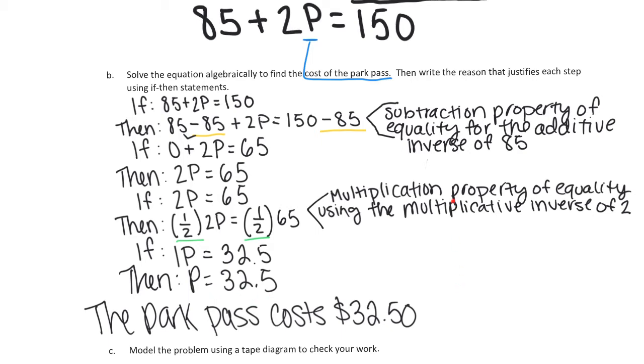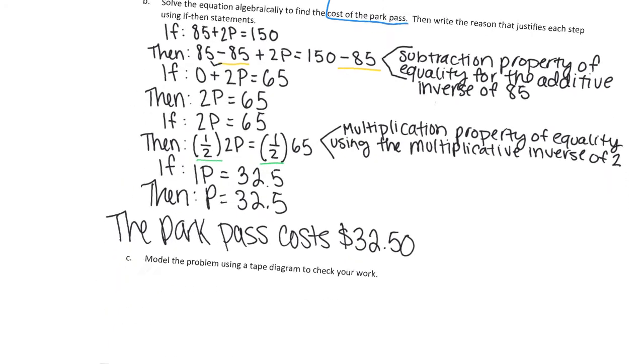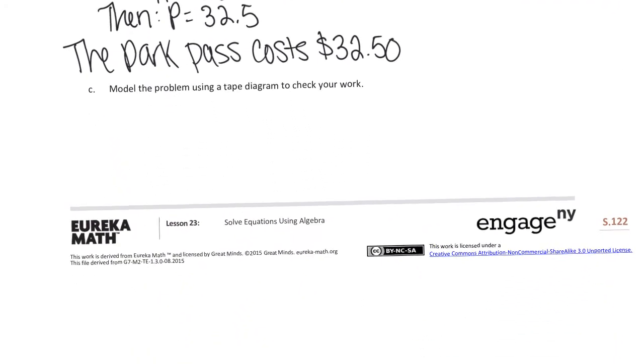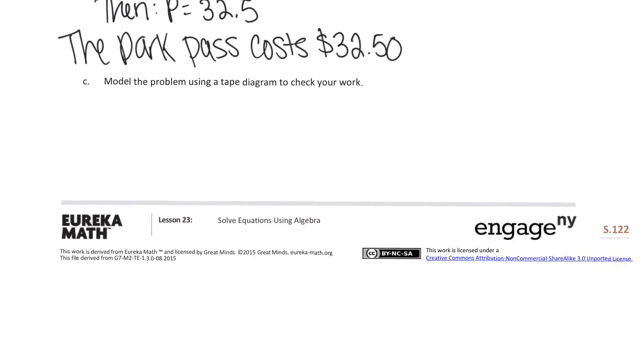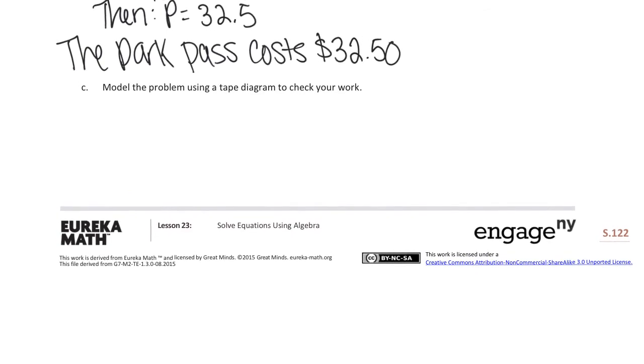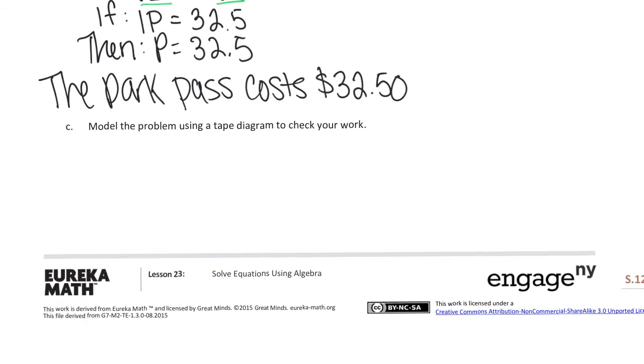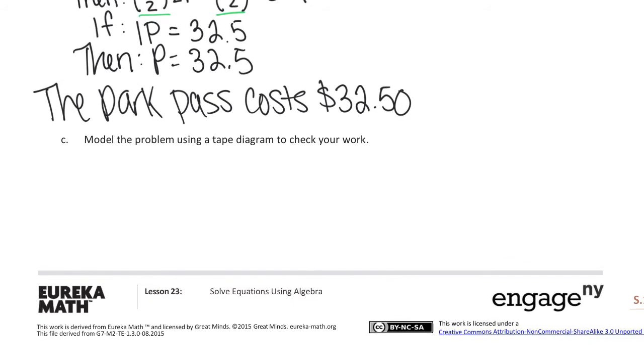Let's go ahead and do C. So C says, model the problem using a tape diagram to check your work. So first of all, we need to know that our tape diagram needs to represent the whole amount that the trip cost.